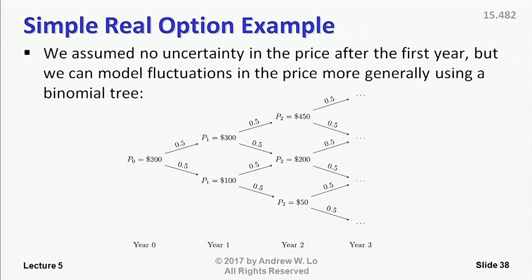Oh, by the way, another point that I want to make. We assumed that there's no price uncertainty after the first year, right? In other words, it's just 300 or 100. But it could be anything. It could fluctuate between lots of different values. And you can use this recombining binomial tree, just like we did in the standard option pricing theory, to take into account all sorts of pricing uncertainty in the future.